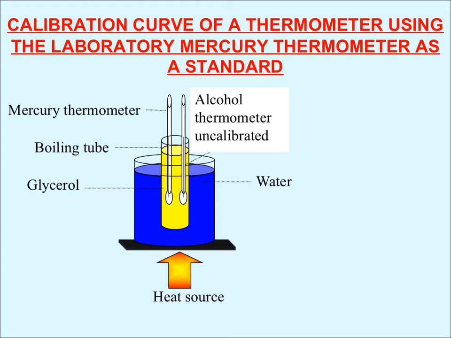The glycerol is there. Glycerol is used because it has a low specific heat capacity, so there's a greater and more rapid spread of heat throughout the material. So it's more likely that the two thermometers will be at the same temperature because of the low specific heat capacity of glycerol, which is interesting to say because we haven't done specific heat capacity yet, if you're still on that part of the course.